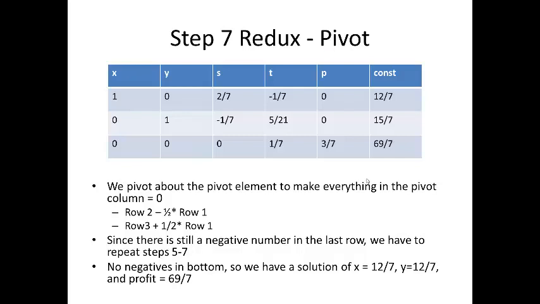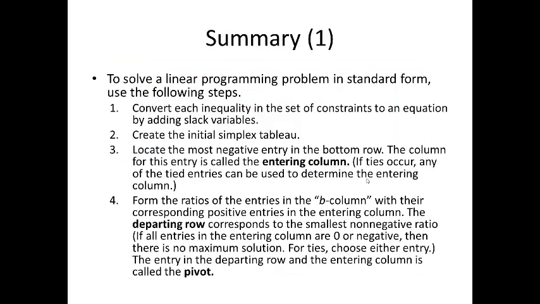So let's take a look at a summary. This is not from our text, but from Larson's Elementary Linear Algebra, Chapter 9, Section 3. What we want to do is put the problem in standard form, one of the primal forms, convert each inequality in the set of constraints to an equation by adding slack variables, create our initial simplex tableau, and then locate the most negative entry in the bottom row. This is called the entering column.